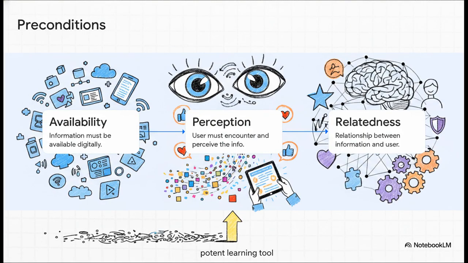But wait. How does a random post actually teach us something? Well, for all that endless digital noise to actually train us, it has to seamlessly pass through 3 strict preconditions to become an effective learning input. First up is availability. Basically, the information just has to exist digitally in your specific space and time. Second is perception. You have to encounter and subconsciously process it. And honestly, platform designs heavily encourage this with endless scrolling and super bright colors. And third, relatedness. It must connect to your personality, your goals, or your values. When all 3 of these perfectly align, bam, that digital noise becomes an incredibly potent learning tool.